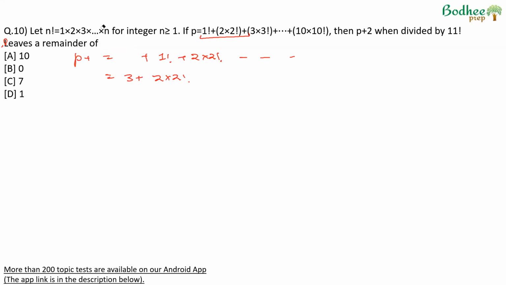So what I'm doing, I'm starting with P plus 1. The logic being, if I look at 1 plus 1, 2, I can take the 2 common. 2 is equal to 2 factorial, so I can take the 2 factorial common. Here we are left with 1, here we are left with 2. So this becomes 2 factorial into 3, which is 3 factorial. Beyond this, we had 3 into 3 factorial, 4 into 4 factorial, and so on.